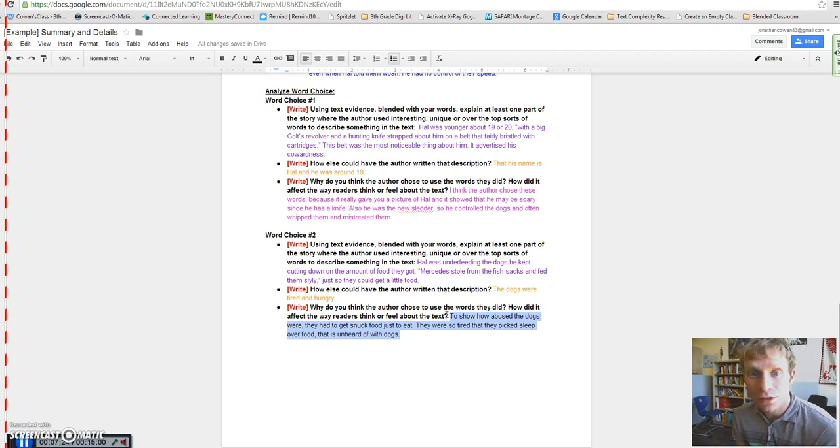So the author chose those words intentionally to make sure the reader understood something on a deeper level, that we knew how abused those dogs were. This assignment meets standard, and that's how they did it.